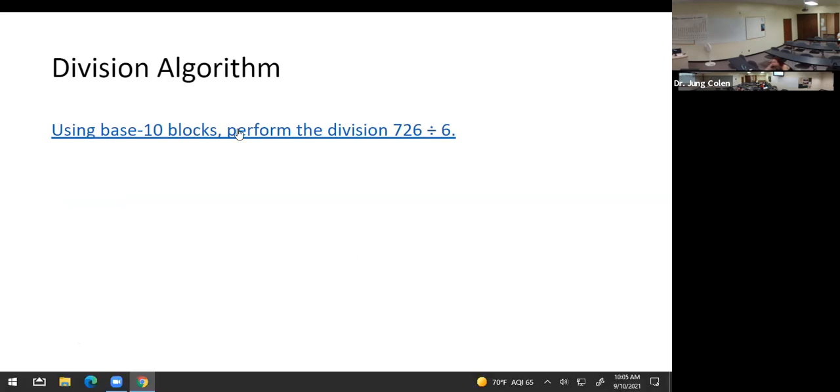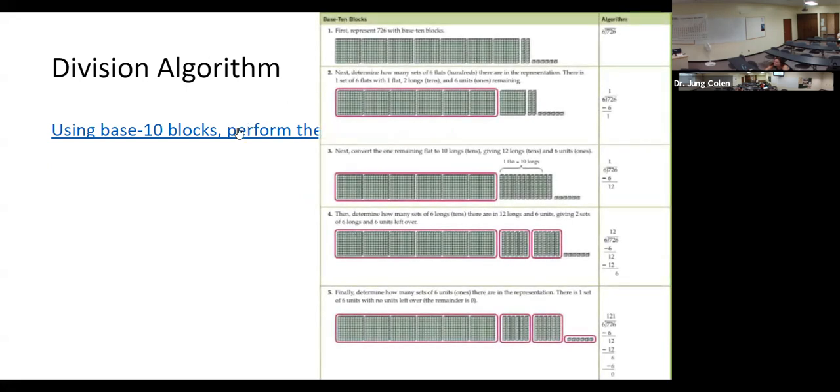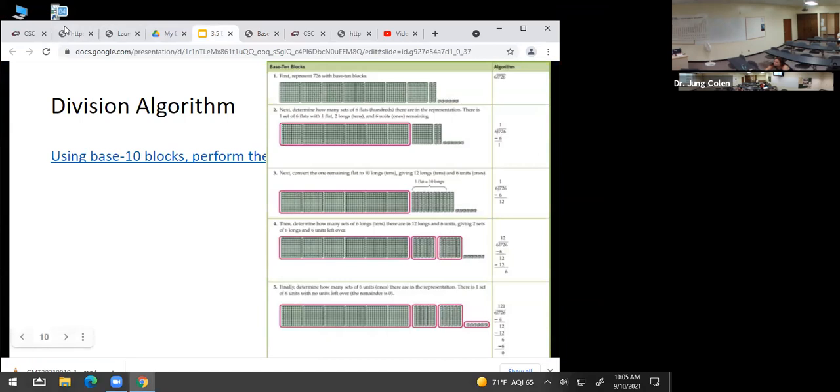All right, so let's talk about the algorithm now. Again, for the algorithm, I want you to start with manipulatives, like base 10 blocks, right? We have done that a lot. And because I need to teach my online students, I found these virtual manipulatives, okay? So let's do some division there. What's the number here? 726 divided by 6.